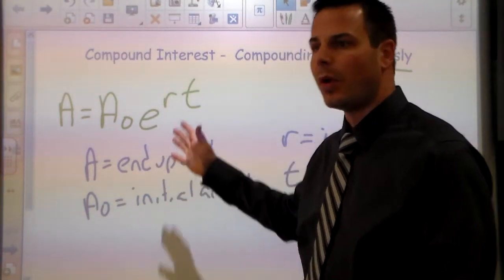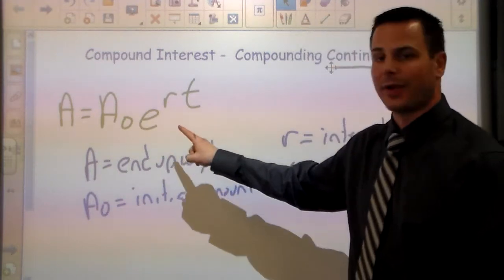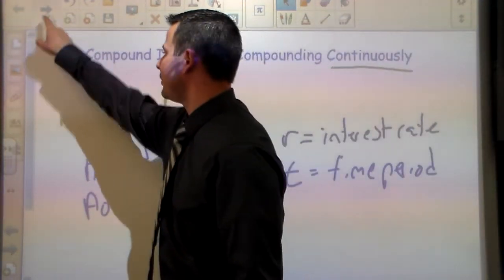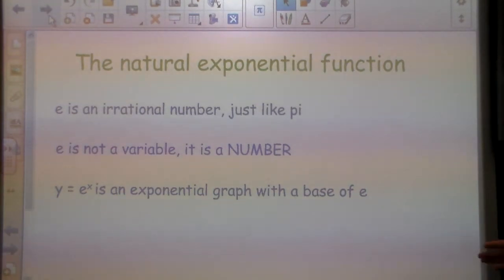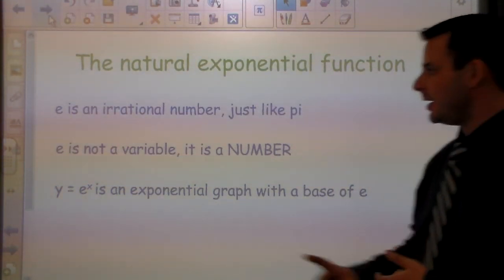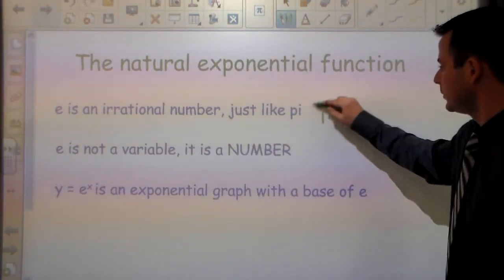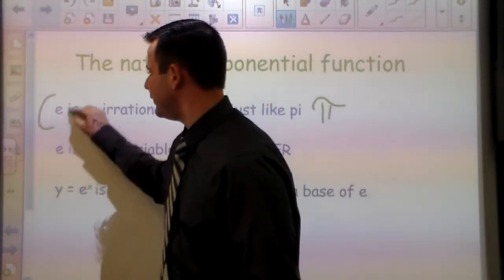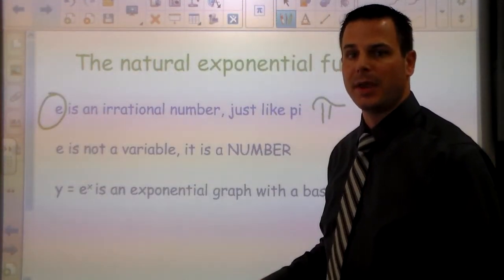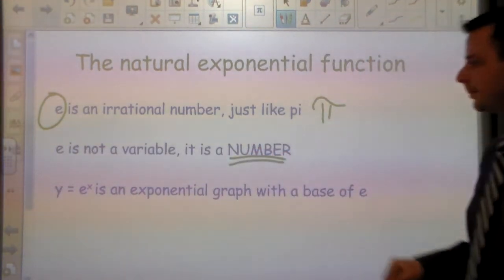So you may be saying, what the heck is that e? You're defining all the variables here except for e. Well, that's because it's not a variable. e is the natural exponential function. Just a couple of things about the base e. e is an irrational number, just like pi. Pi is an irrational number. It's a number, not a variable. So is e. e is a number. It's not a variable, it's a number.